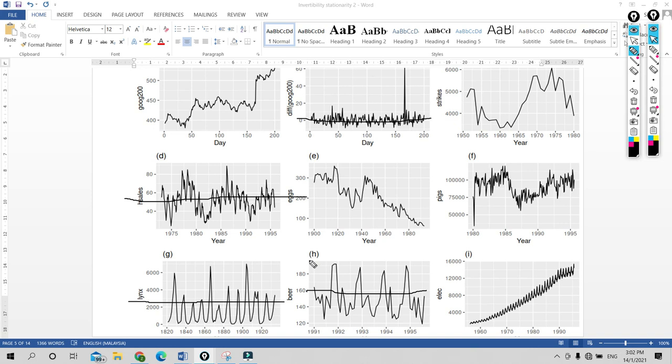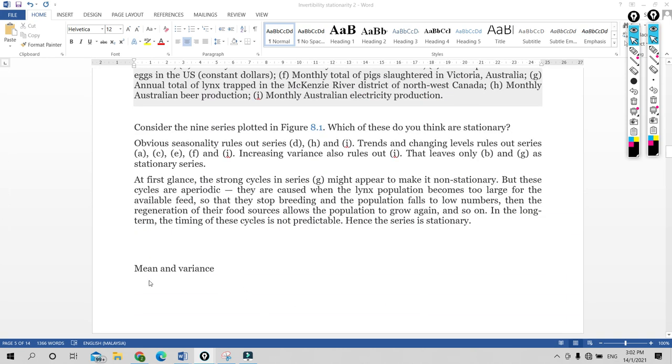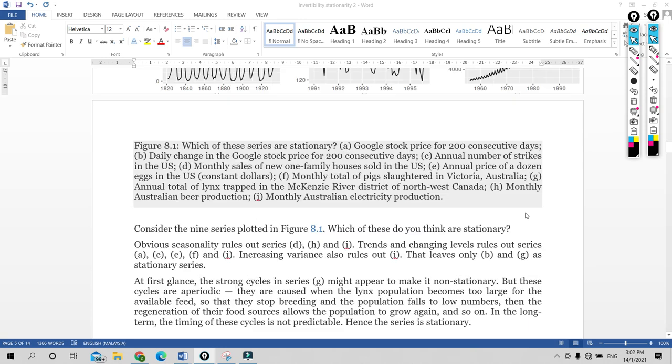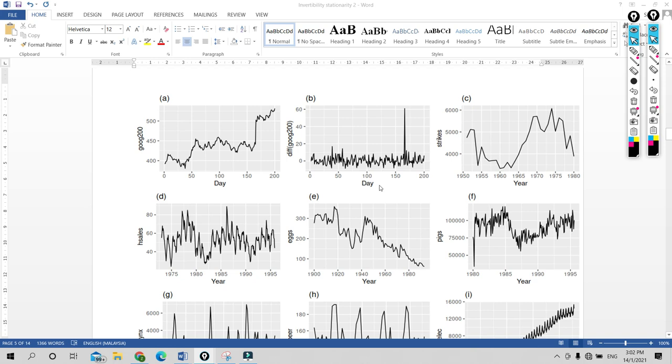But okay, there is one more criterion you have to check here. We have to check what I call the variance. So we have to check the variance. Just now we checked the mean, and then we need to check the variance.